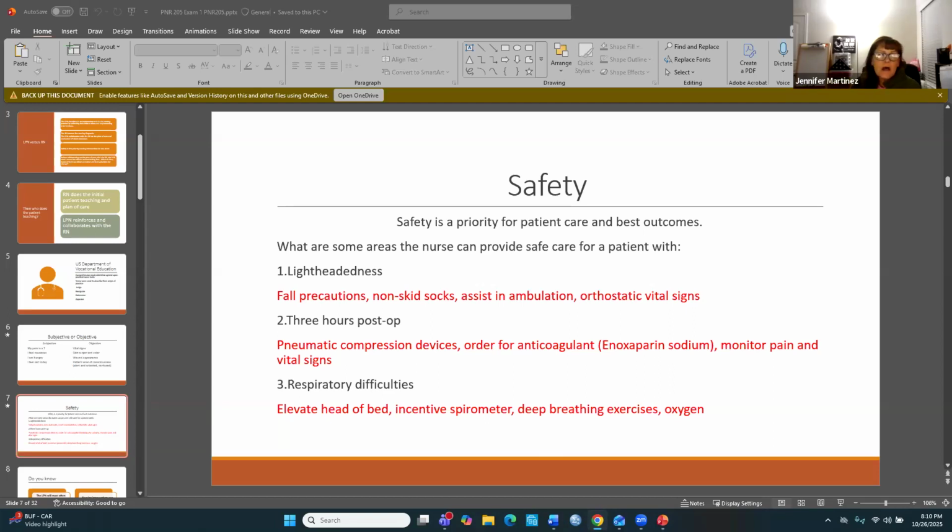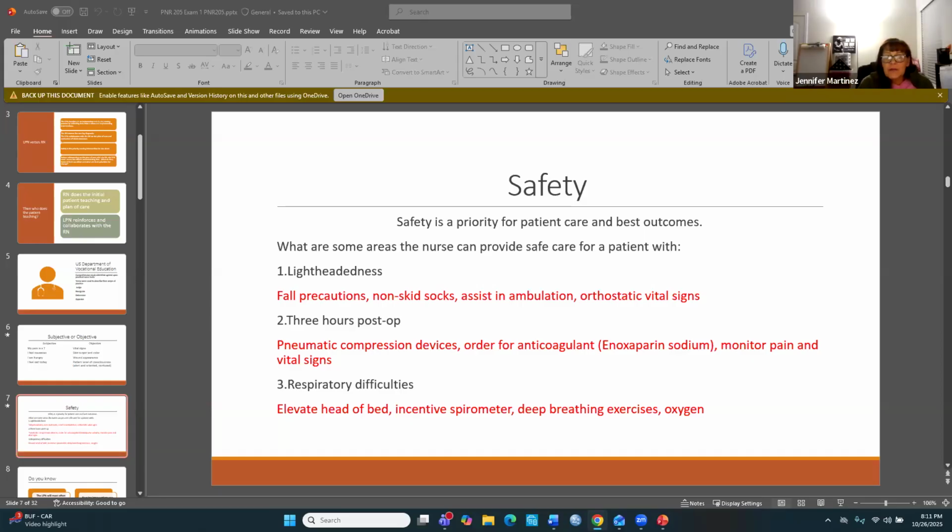Post-op patients, some of the safety measures we would use for our post-op patients are pneumatic compression devices or sequential compression devices, right, to help prevent DVTs. You can also do anticoagulants, whether it's heparin, the enoxaparin, which is your Lovenox, and of course, there's warfarin. And then there are some of the other newer anticoagulants that don't require as much blood work and screening.